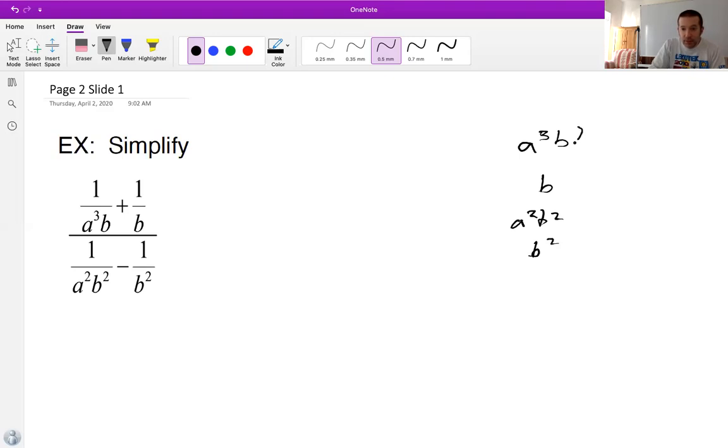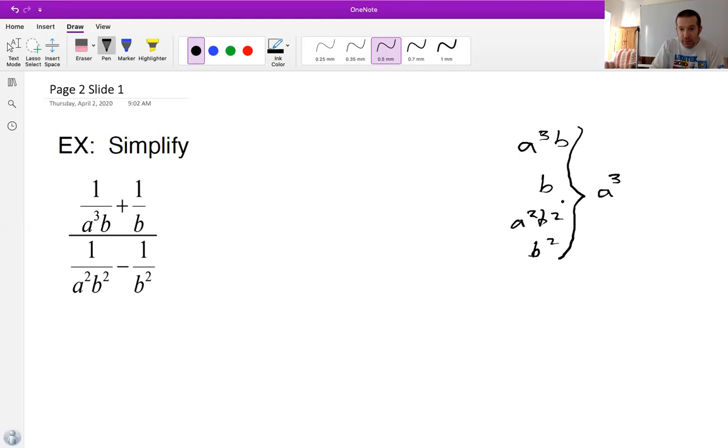Now I use these to build my LCD like we did before, and then I'm just going to multiply the top and bottom of this whole complex fraction by that LCD. So I need 3 A's at least, because there's 3 A's in that one. I don't need any more. This has no A's, that has 2 A's, that has none. The largest number of 0, 2, 0, and 3 is 3.